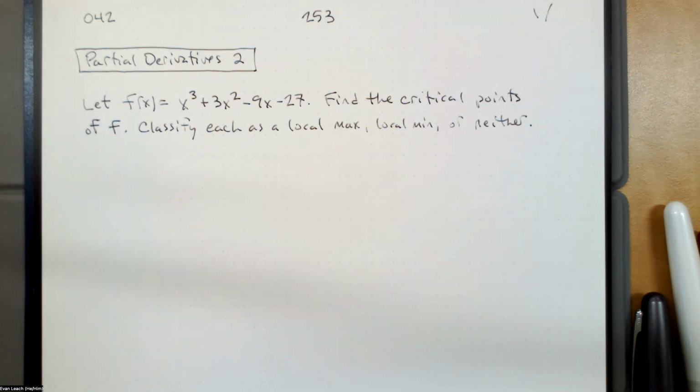Here's another thing we did with derivatives, both first and second derivatives. We're given a function. We want to find the critical points of the function, and then we want to classify the critical points as a local maximum, a local minimum, or neither of these. So take a look at this problem. Think about how you would use first and second derivatives to get at this problem.